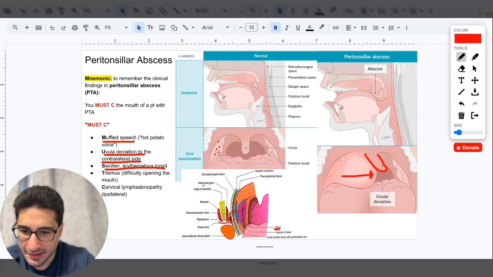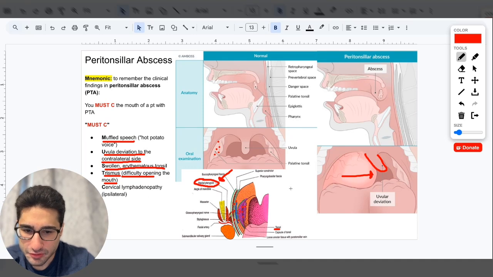Now we also get irritation of the medial pterygoid muscle, which is crucial for opening the mouth. As this muscle is affected, we're also going to see patients having difficulty opening their mouth. So we're also going to see trismus.